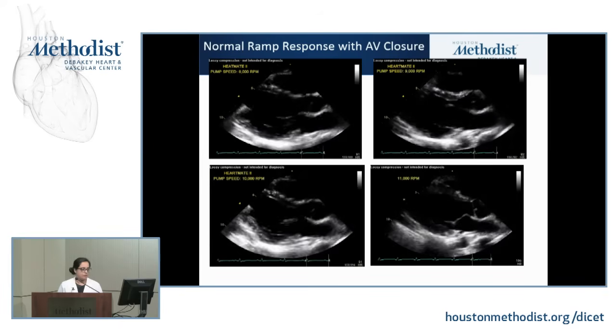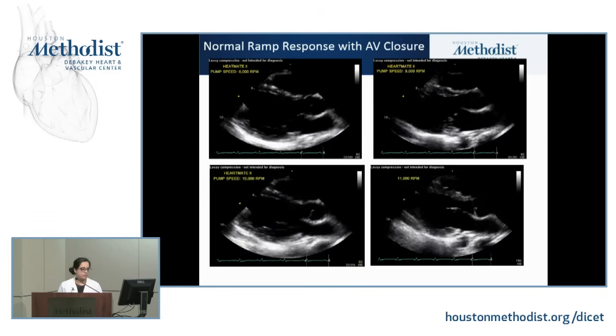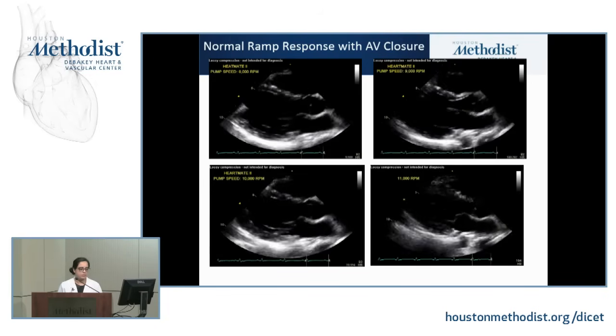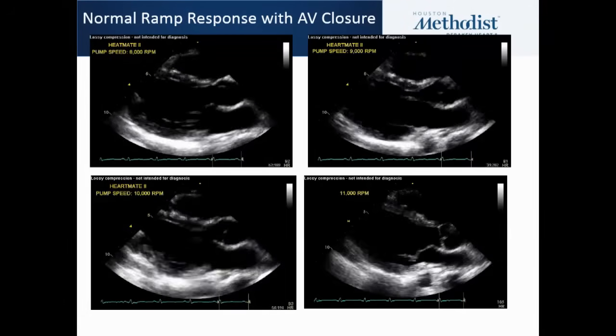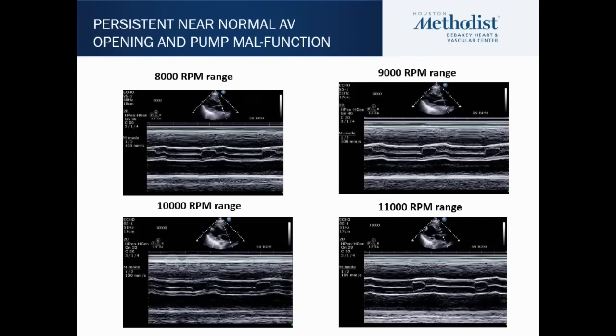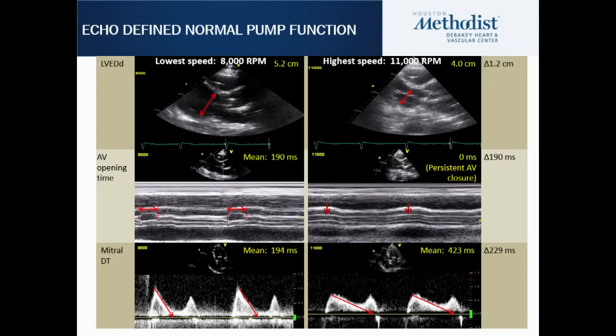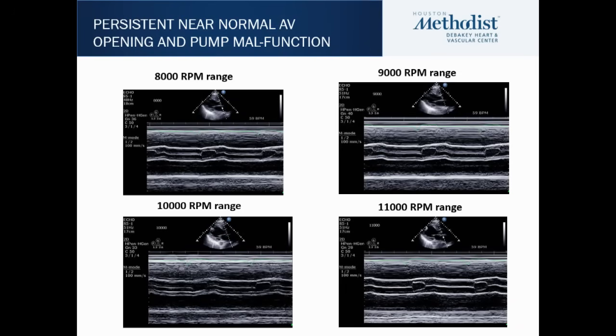This is just an example of a normal ramp response at increasing speed. As you can see, the LV end-diastolic dimension is difficult to appreciate, but with the incremental speed, the aortic valve just closes off and doesn't open anymore. This is, again, normal. No, this is malfunction. So this is a patient who, on incremental speed, as you can see, the aortic valve continues to open. Again, to the sonographers, M mode is helpful to us, and color M mode is also helpful because we can see AI color also.